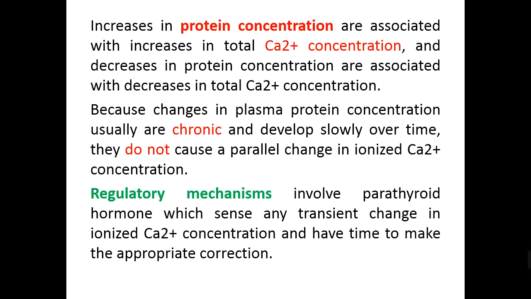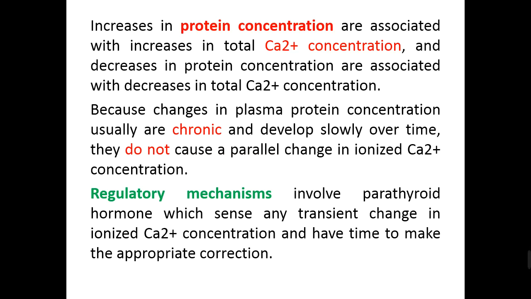Because changes in plasma protein concentrations are usually chronic and develop slowly over time, they do not cause a parallel change in ionized calcium concentration. They will need a long time to cause a change in ionized calcium concentration. Indeed, regulatory mechanisms involving parathyroid hormone sense any transient change in ionized calcium concentration and have time to make the appropriate correction. What does this mean?